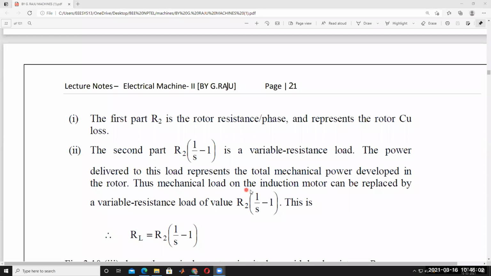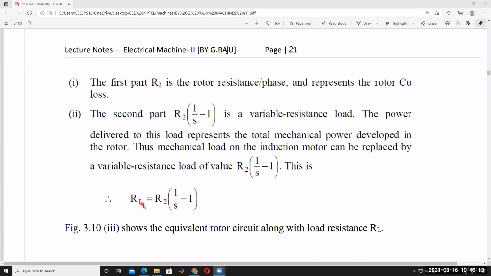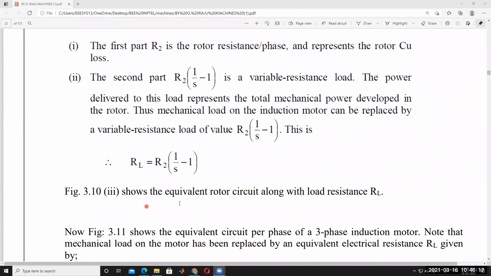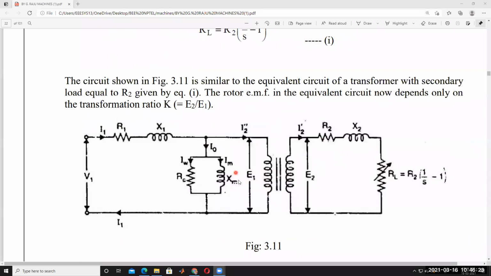This mechanical load of the induction motor can be replaced by a variable resistance load of value R2 into (1 by S minus 1). So that is called the load resistance: RL is equal to R2 into (1 by S minus 1). This is the equivalent rotor circuit along with the load resistance of the three-phase induction motor. Understood? And this is the equivalent circuit of the three-phase induction motor.